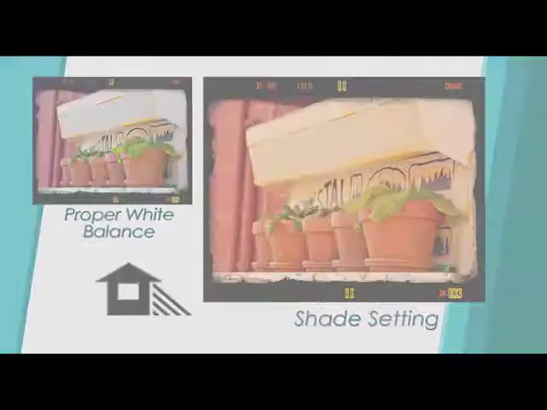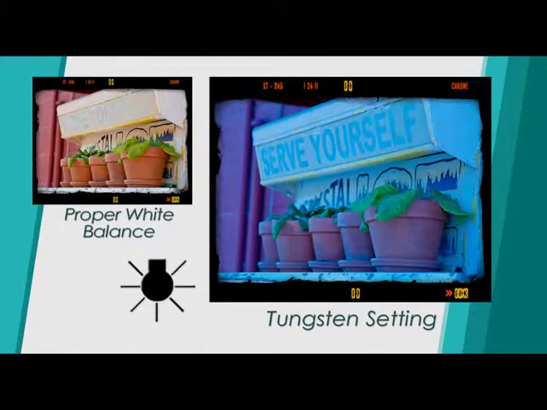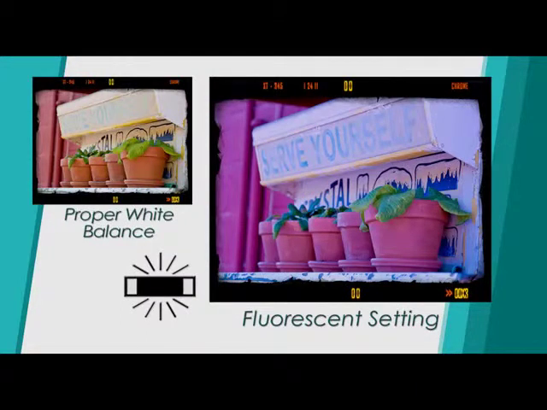Light from incandescent lighting indoors, lamps and light fixtures is typically a yellowish color. The camera's tungsten or incandescent white balance setting will compensate by adding some cooler tones. Fluorescent light is often green in color. The camera's fluorescent white balance setting will compensate by adding warm reddish tones to the image.